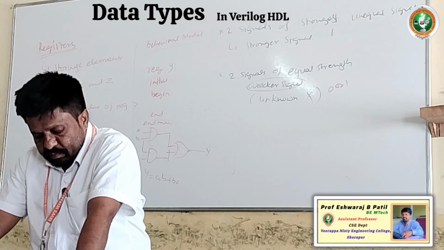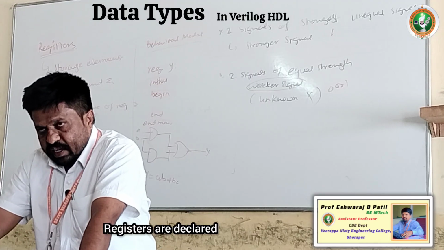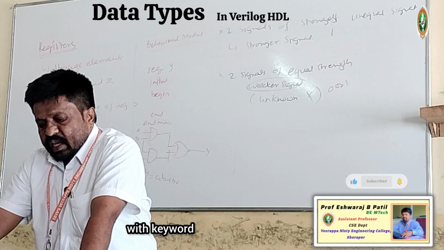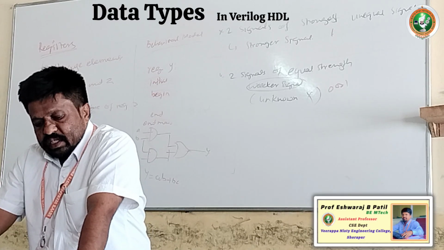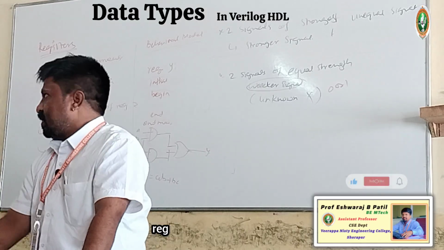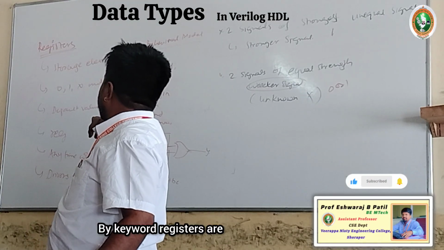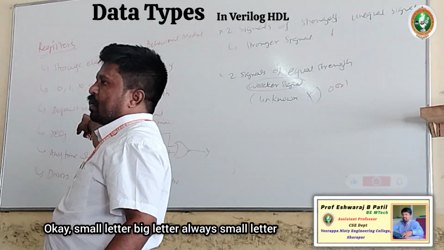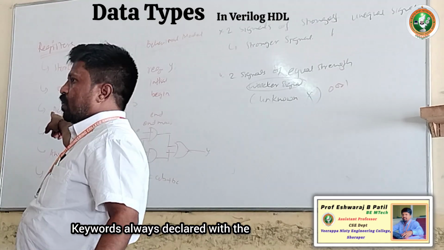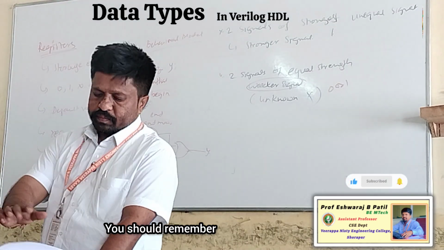Next point. Resistors are declared by the keyword reg. Keywords are always declared with small letters, you should remember.